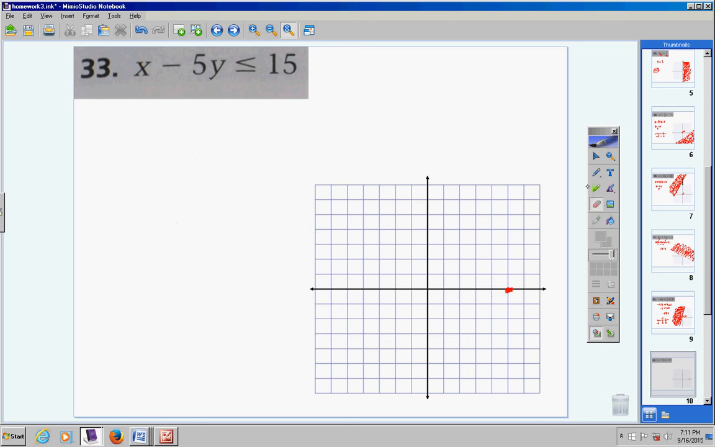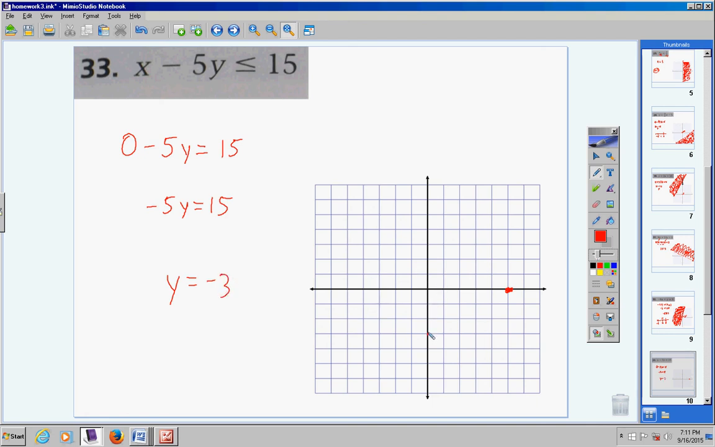Now we're going to put 0 in for x. So here's x. I'm going to put a 0. Keep your equal sign still yet. We're still using our imaginary equal sign. 0 minus negative 5y is negative 5y. Now, be careful here. You have a positive being divided by a negative, so that's a negative, and 15 being divided by 5 is 3. So your y-intercept is negative 3.